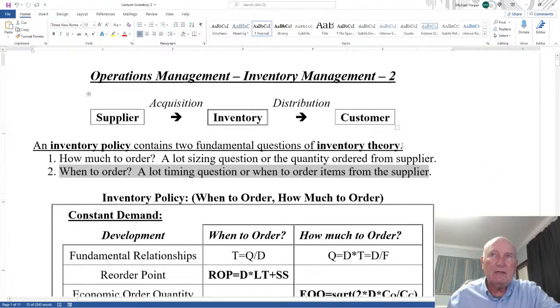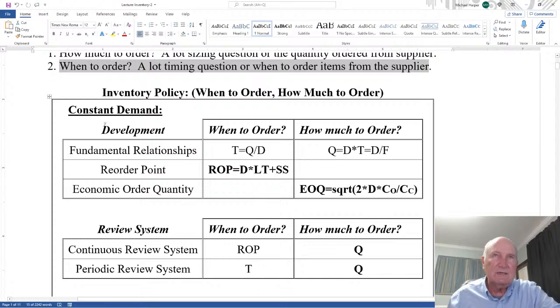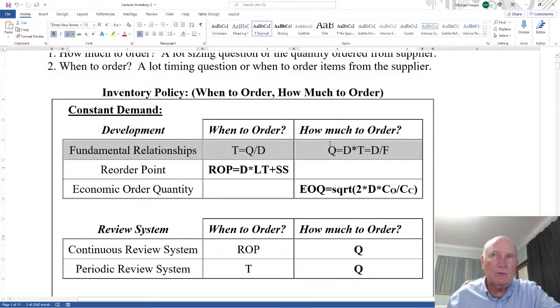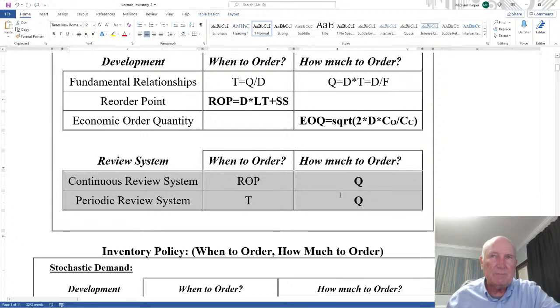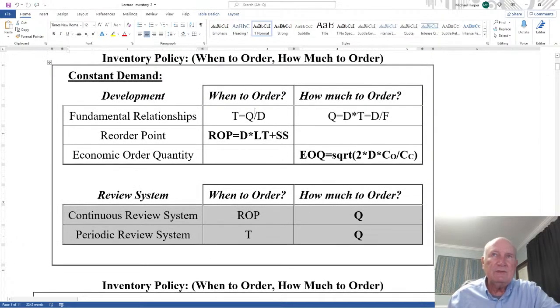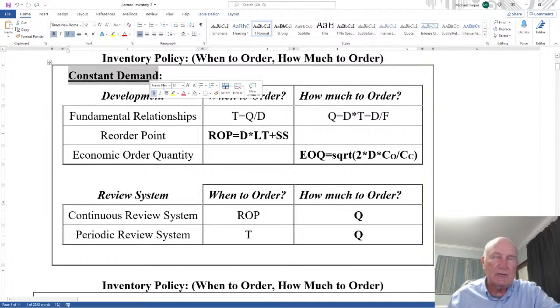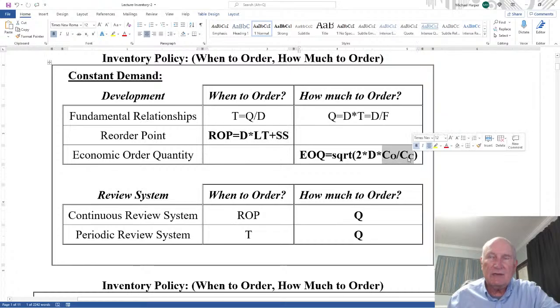And also in Inventory Management 1, I covered the basics of constant demand. We had the fundamental relationships of when to order and how much to order: the reorder point of when to order, and the economic order quantity of how much to order, and the two review systems, the continuous review system and the periodic review system. I covered the definitions of T, the inventory period, the lot size Q, and the demand rate D, which is a constant demand rate. ROP, the lead time, safety stock, ordering cost, carrying cost, economic order quantity, etc.